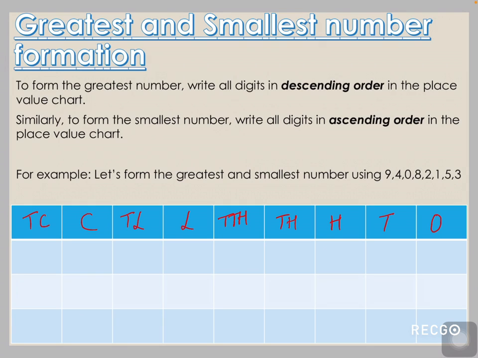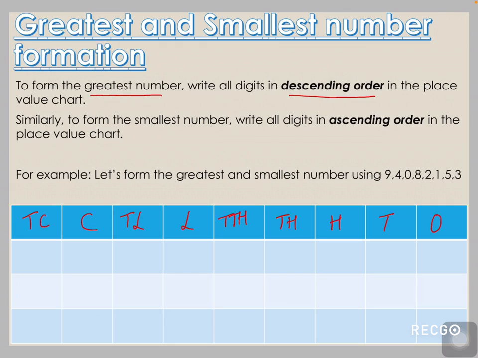Since we have 8 digits, right? So 3, 4, 5, 6, 7, 8 crore. From crore we will start. To form the greatest number, we write the digits in descending order. That means first of all we have to find the biggest digit. Which is the biggest digit here? It is 9. So 8 digits means from this place we will start, the crores place.